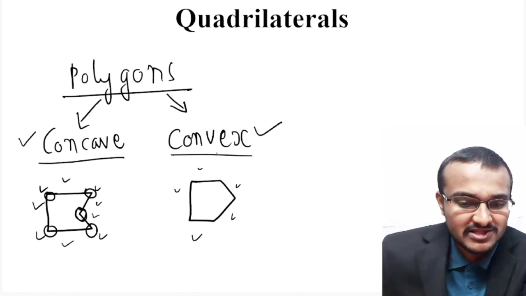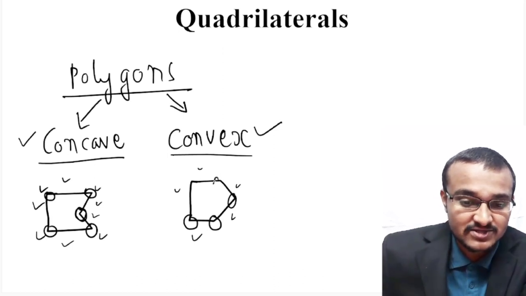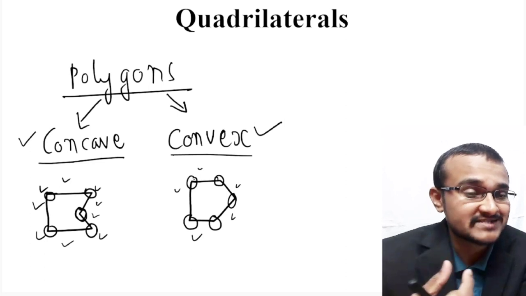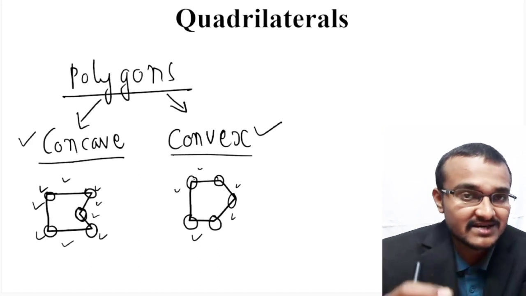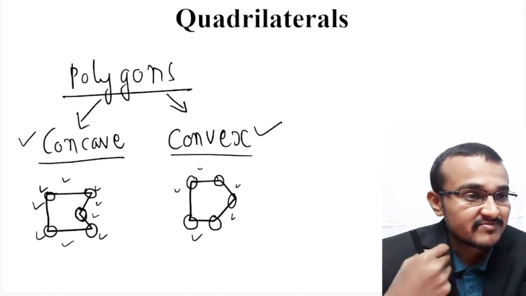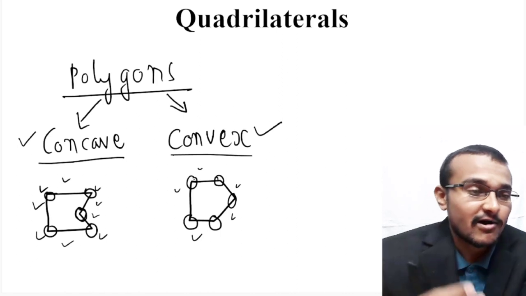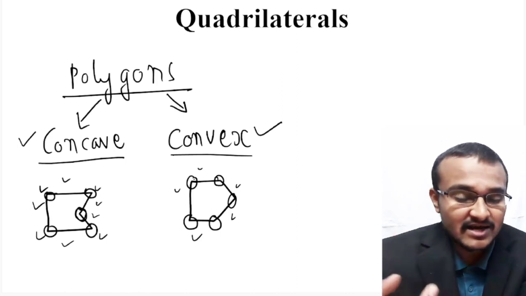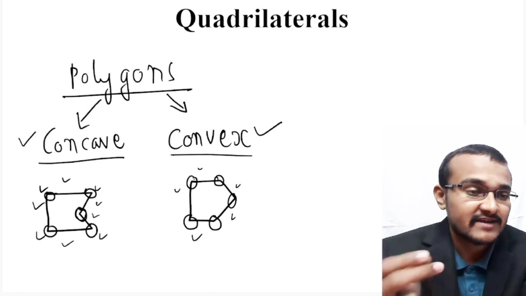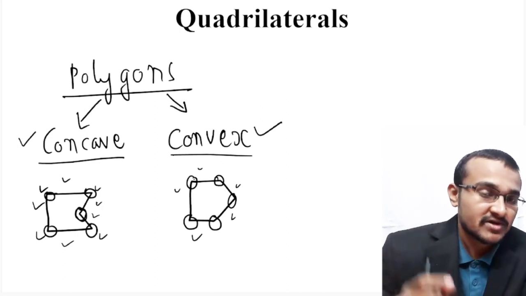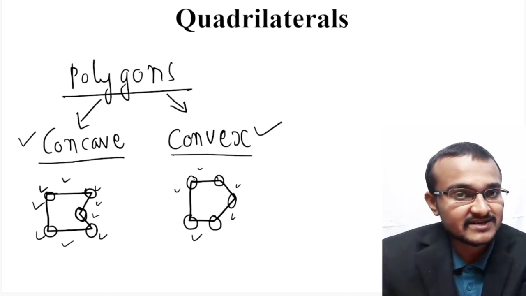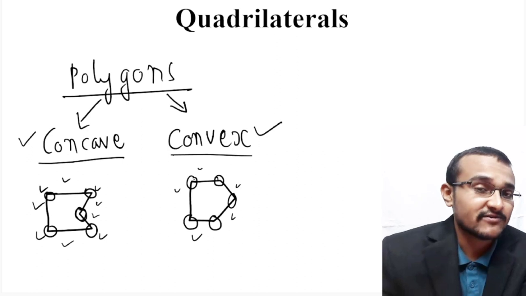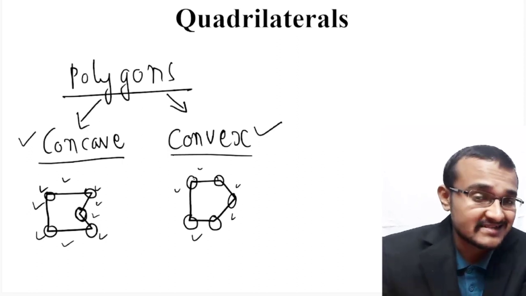So if all the points are exterior to that polygon, like there is no interior point here, you can see the polygon contains all its points in exterior position, then that kind of polygon is known as a convex polygon. Whether it might be a hexagon or heptagon or octagon, or a quadrilateral or any kind of polygon you can take, if one particular point is interior to that polygon, then that polygon will be concave. If no points are interior to that polygon, then that kind of polygon is known as a convex polygon.